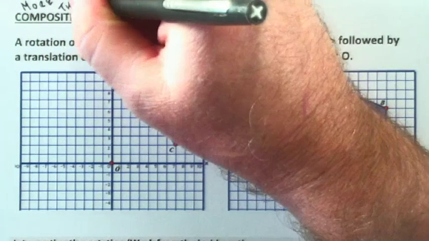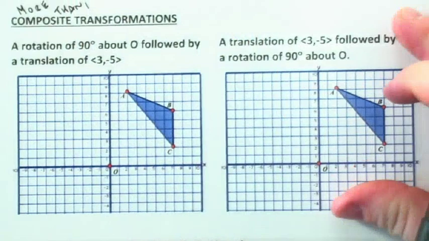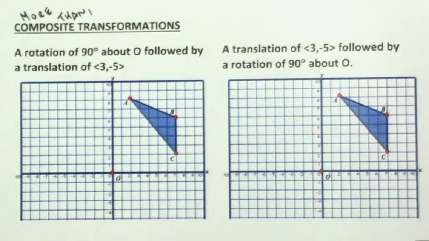than one transformation. So it could be a rotation and a reflection, a translation and a rotation. So we're going to look at now a sequence basically of these events.